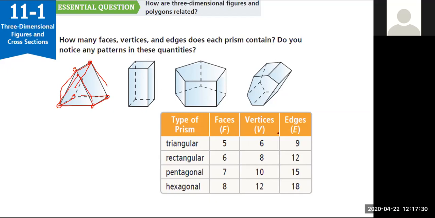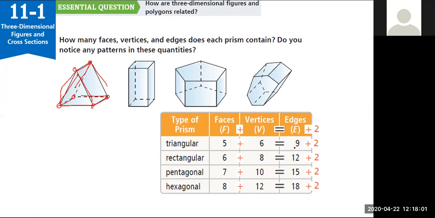If we add 5 and 6, we would get a total of 11. Well, 9 plus 2 is 11. On the next line, 6 plus 8 is going to give us 14. 12 plus 2 would be 14. So the pattern that we actually have here is if you take the number of faces plus the number of vertices, it'll equal the number of edges plus 2.